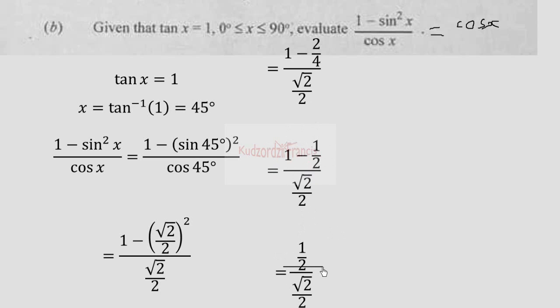You can cancel this and this to get 1 over root 2. Then you have to rationalize. Rationalize means you multiply both sides by root 2 over root 2. And that will give you root 2 over 2. So the correct answer is root 2 over 2.